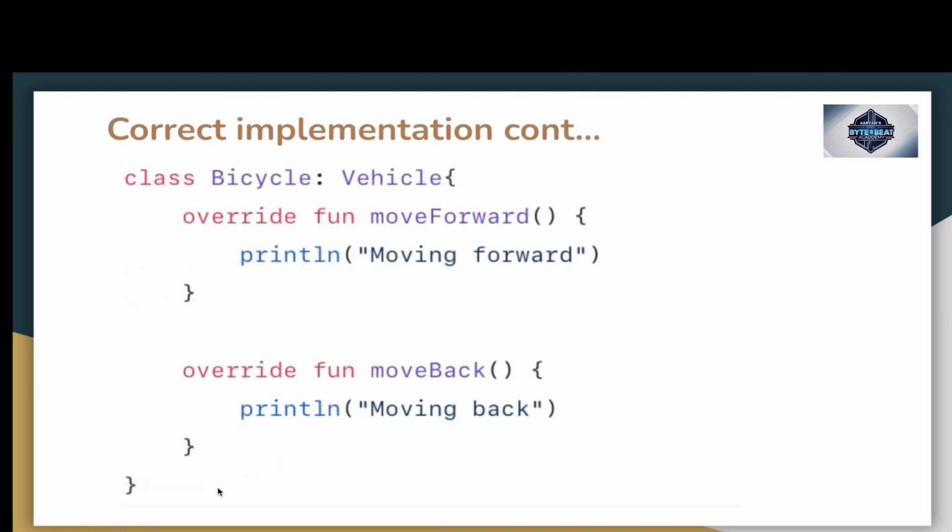But this bicycle class is now implementing the vehicle interface, and it is using only 2 methods, move forward and move back. Earlier we saw it was using some unnecessary methods also, but now it is only using the required methods. So this is what Liskov substitution enables us to do.